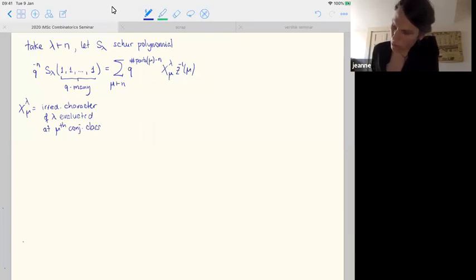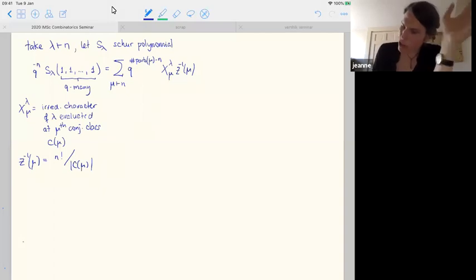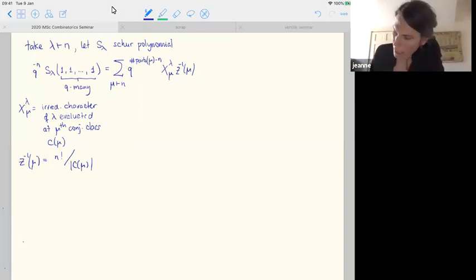In the symmetric group, say call it C mu. And z inverse of mu is, one way of writing it, n factorial divided by the size of this conjugacy class. So the evaluation of a Schur polynomial has a kind of character theoretic interpretation coming from the symmetric group.